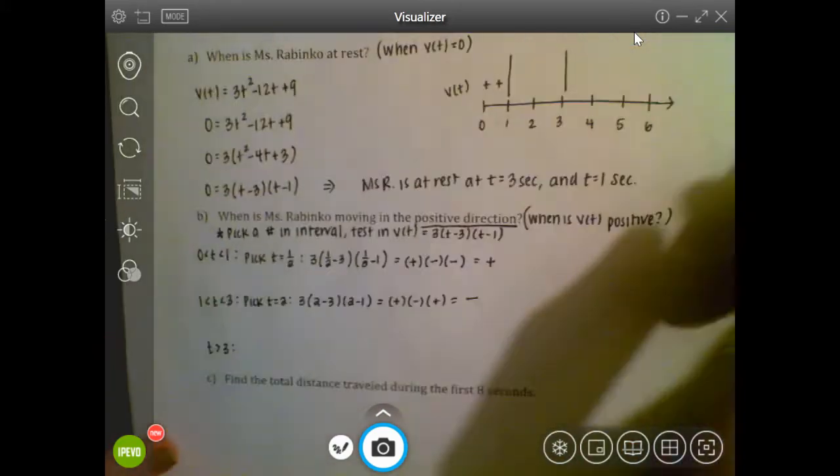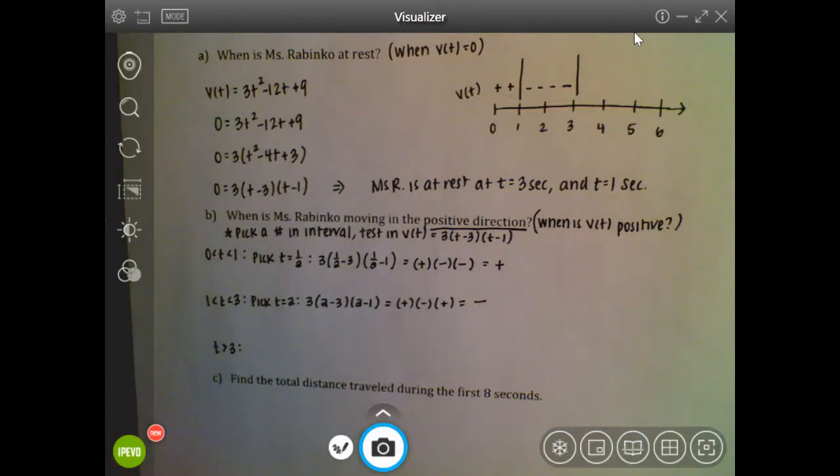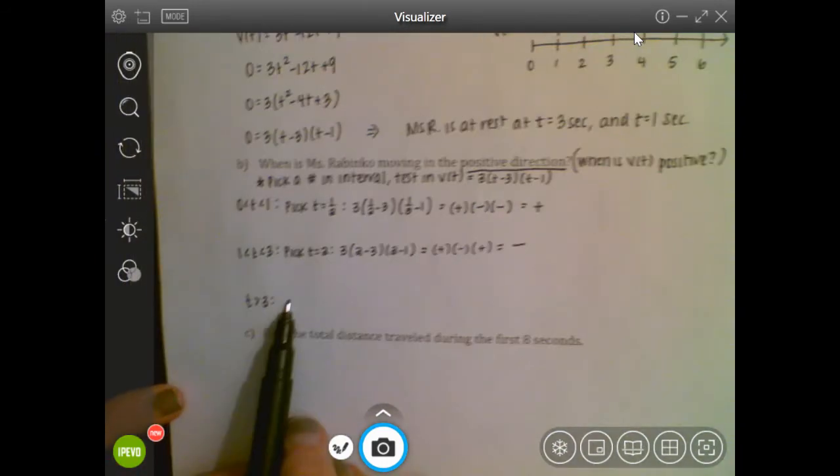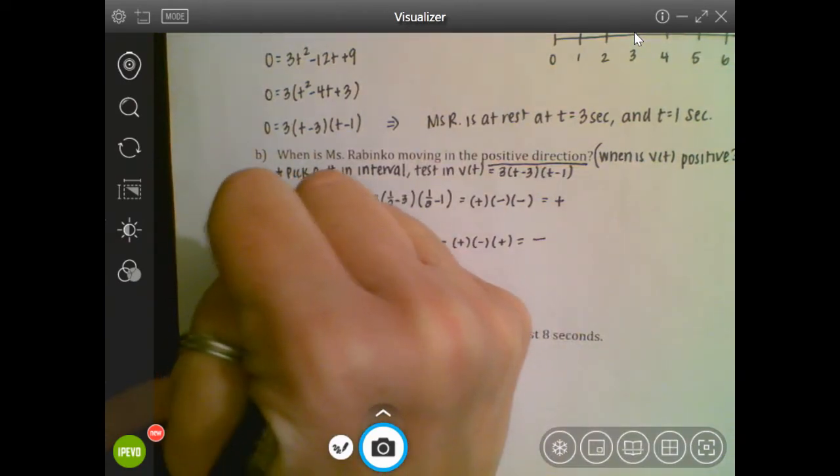So I'm going to go back up to my sign chart and put a bunch of minuses in between here. And then I'm going to do the same thing for anything greater than 3. I'm just going to pick, I don't know, 4.